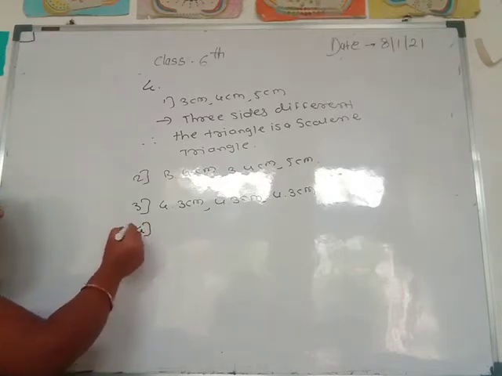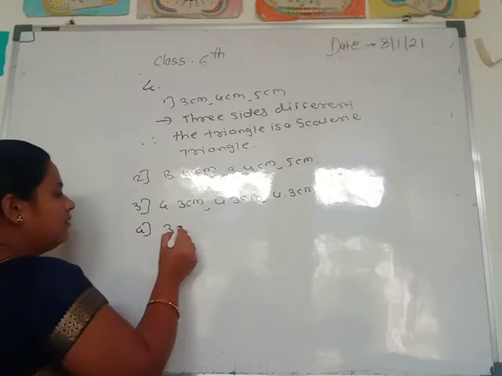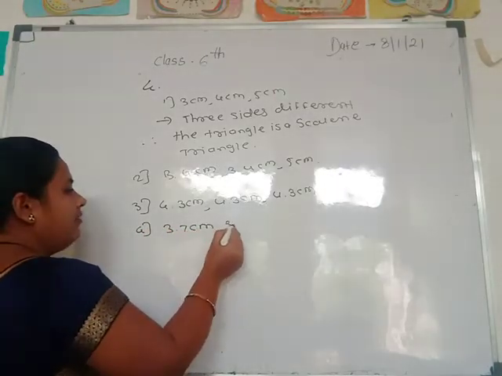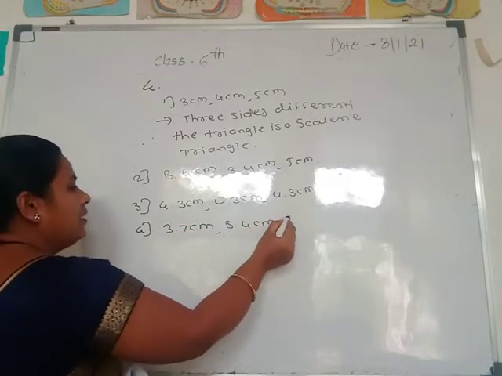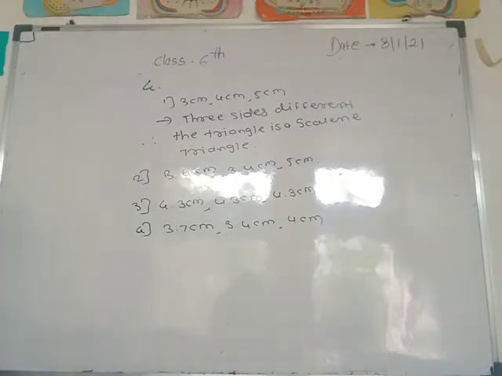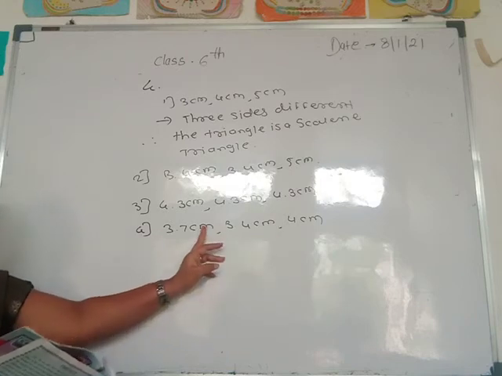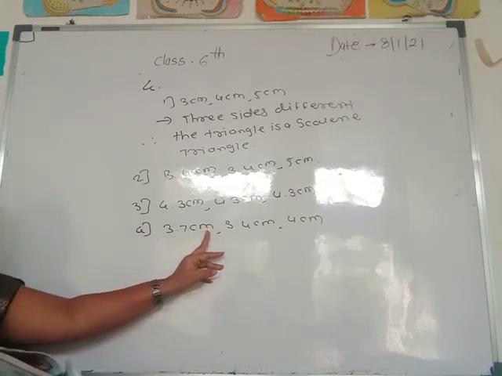Then fourth one: 3.7 centimeter, 3.4 centimeter and 4 centimeter. See here, which triangle is it? Here all 3 sides are different. Therefore the triangle is a scalene triangle.